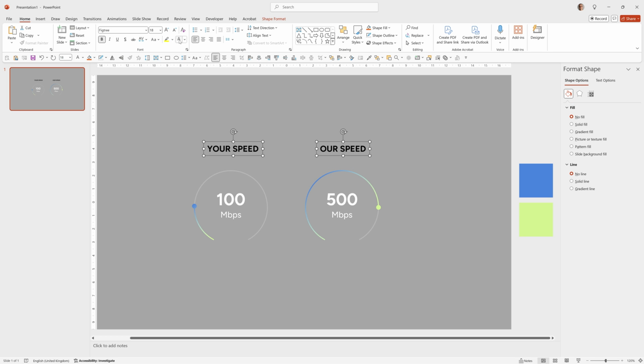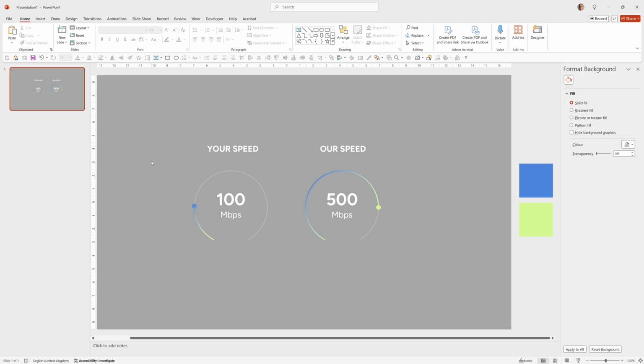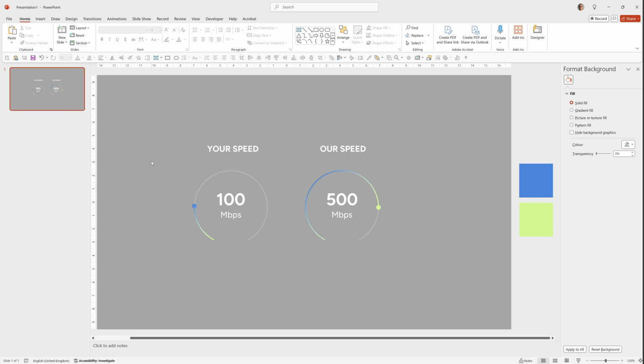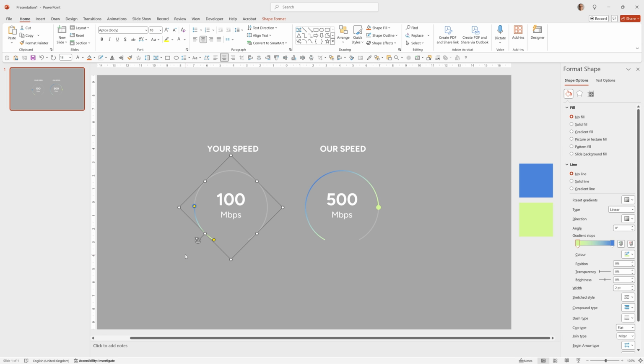Fig tree, bold and white. That's looking great. Now let's add the animation, and then finally we can add the background and the panel. So for the animation, I'm going to use a spin. This will probably spin okay because it's a perfect circle.